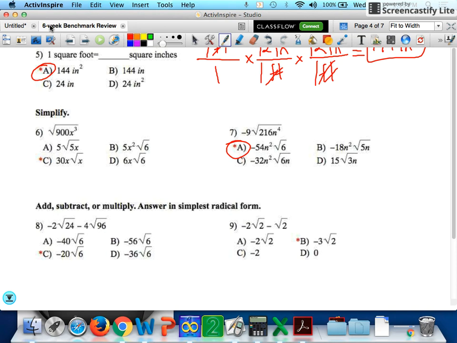Number 9 is a very similar problem, but it's even easier. See, number 9 already has like terms, a 2 and a 2. What's tricky here is when we combine the numbers out front, you have to be careful to notice that's a negative 1. So negative 2 minus 1 should give us negative 3 on the square root of 2.